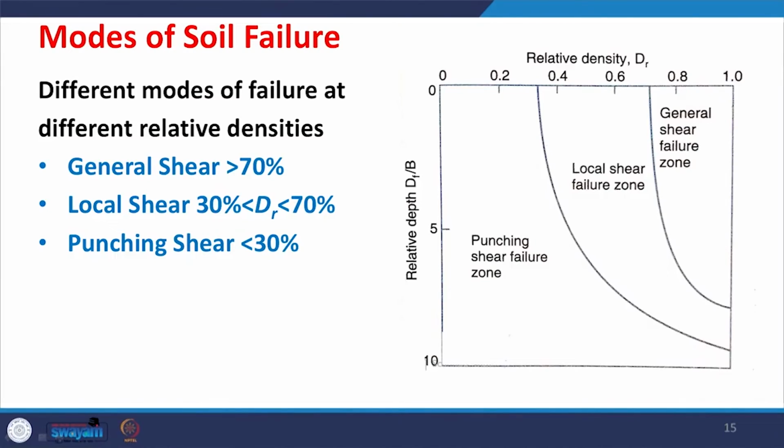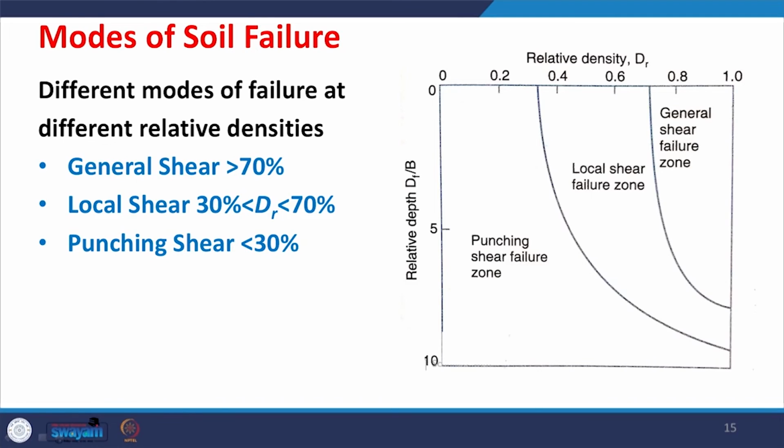Before we go ahead, let us see this slide, which shows how the relative density affects the modes of soil failure. In this figure, you could see that on the x axis there is the relative density, while on the y axis you have the ratio of depth to width, ranging from 0 to 5 and 10. What you could see is that when the relative density is more than 70%, you have the general shear failure, but when the relative density is less than 70% and more than 30%, then you have the local shear failure zone, while when the relative density is less than 30%, then you have the punching shear failure zone, and as said, punching shear failure is avoided.